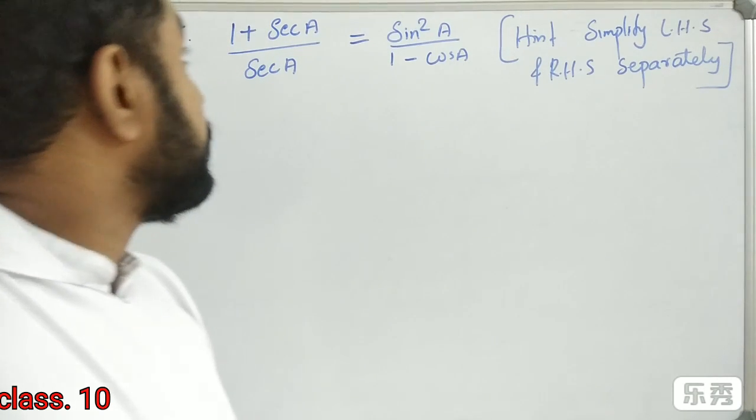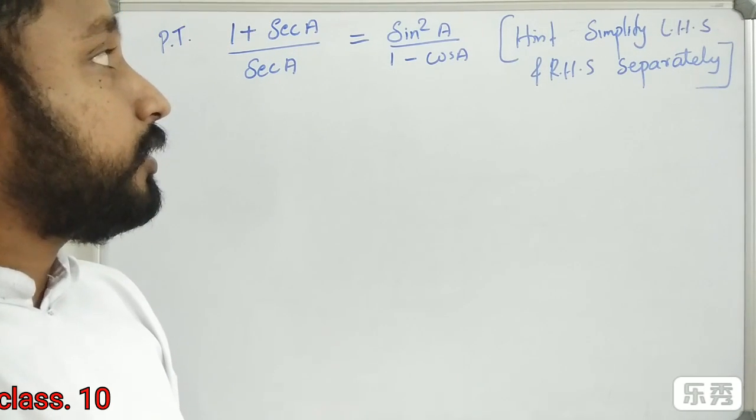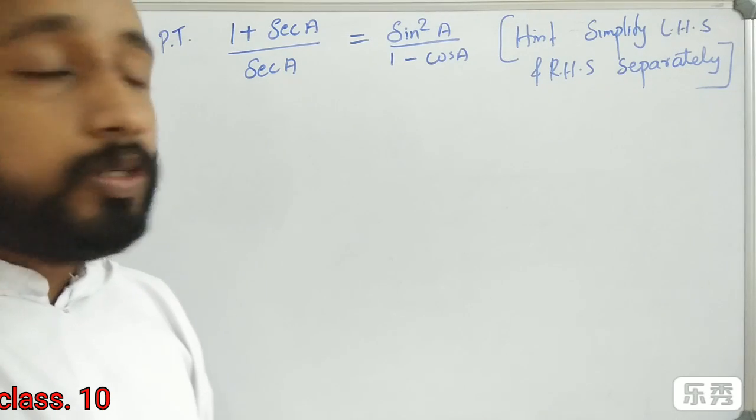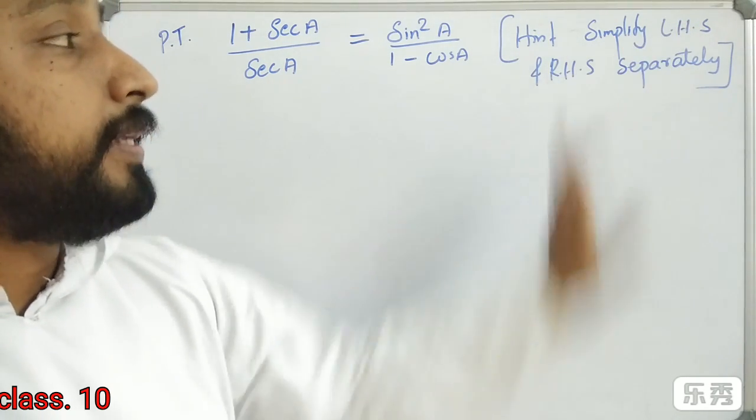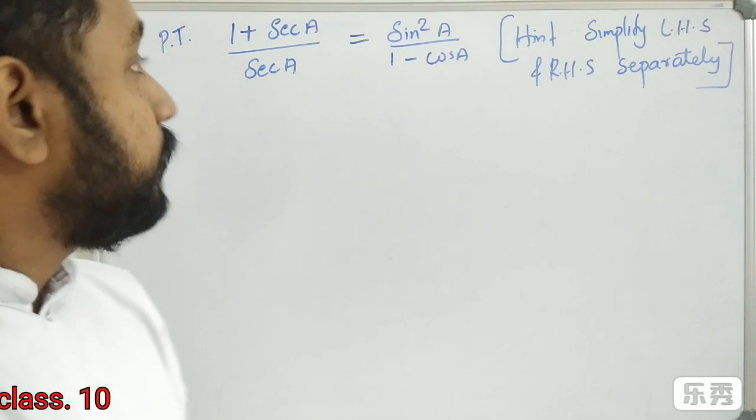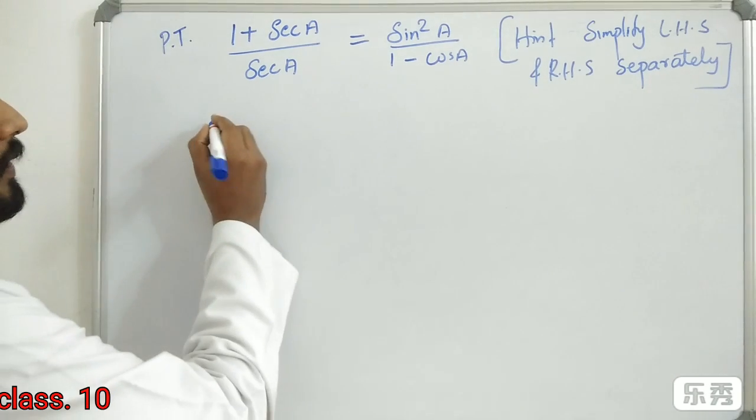Prove that 1 plus sec A by sec A is equal to sin square A by 1 minus cos A. We have a hint: simplify LHS and RHS separately. So let us take LHS.